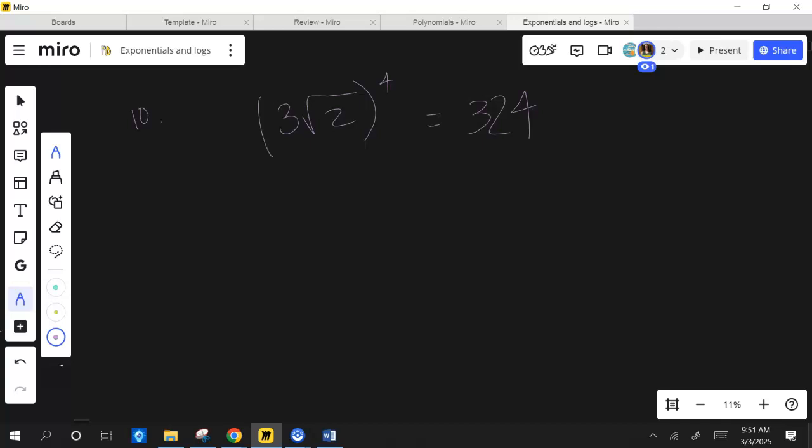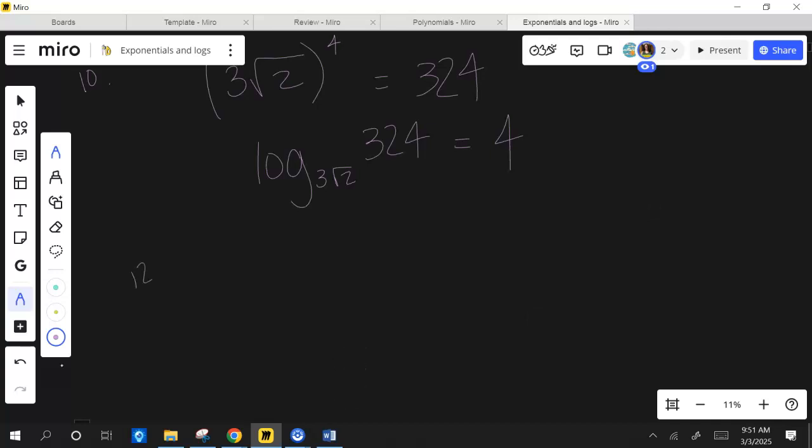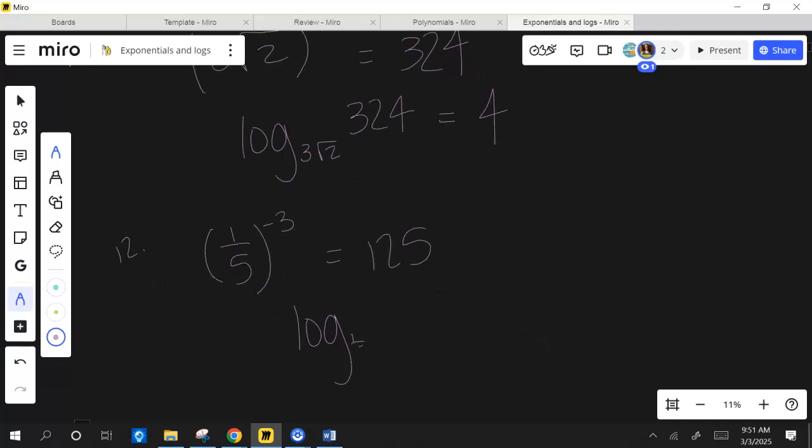All right, so the base here, what is the base? 3 square root 2, right, of 324 equals that exponent, which is 4. Right. 12. So 12 is 1/5 to the -3 equals 125. So I got log, what's the base? 1/5 of 125, and logs always equal, right?